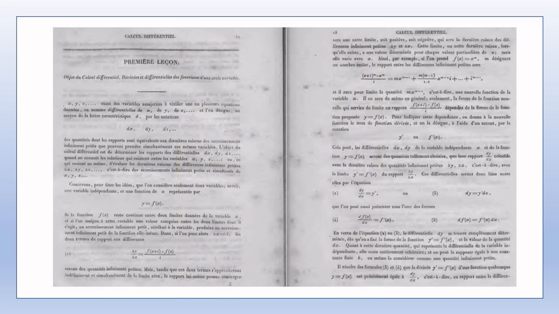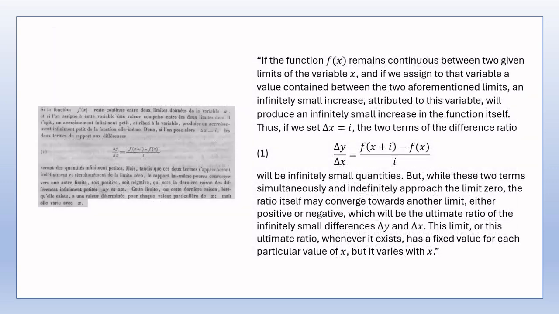If the function f of x remains continuous between two given limits of the variable x, and if we assign to that variable a value contained between the two aforementioned limits, an infinitely small increase attributed to this variable will produce an infinitely small increase in the function itself. Thus, if we set delta x equal to i, the two terms of the difference ratio, delta y over delta x equals f of x plus i minus f of x over i, will be infinitely small quantities.